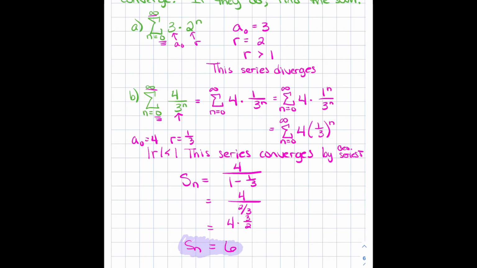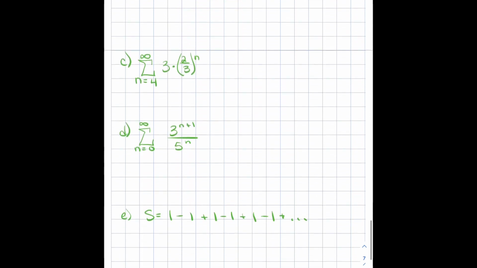But we can say it equals because eventually we're not going to add on anything big enough to change that sum overall. All right, so because the absolute value of r was less than 1, we knew that the series converged by the geometric series test. And because this geometric series converges, we could then find the sum using that formula.